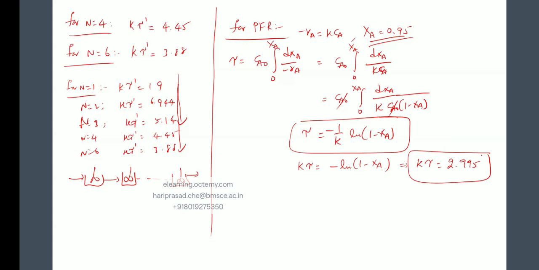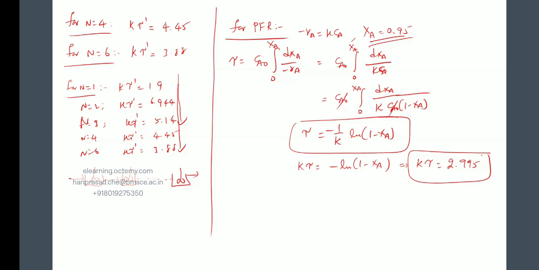If you substitute some k value, it will be constant for all cases, either for n number of CSTRs or the PFR; the k value is not going to change. So there will be some constant volume, and from this tau you can calculate the volume. So for a single PFR, you got the k tau value as 2.995.